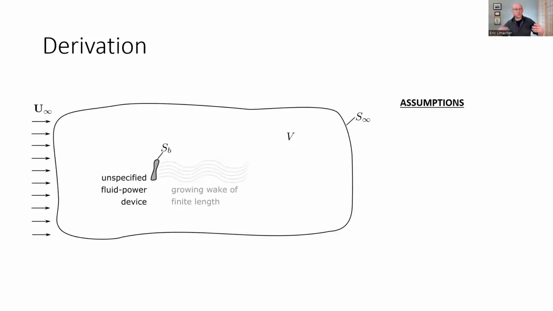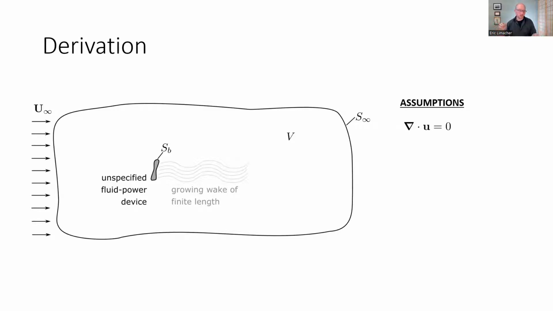So now, to present this new hypothesis, I want to give you just the broad strokes of the derivation. If you're really interested in the details, please talk to me after. I can share the preprint of this work. And so the derivation proceeds from having an unbounded incompressible fluid domain. We define a control volume that does go out to infinity. We call that domain V. And we have a fluid power device of unspecified nature embedded.